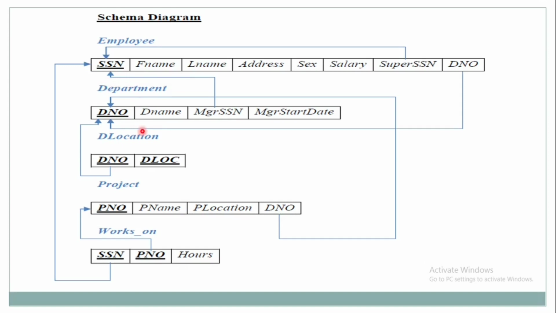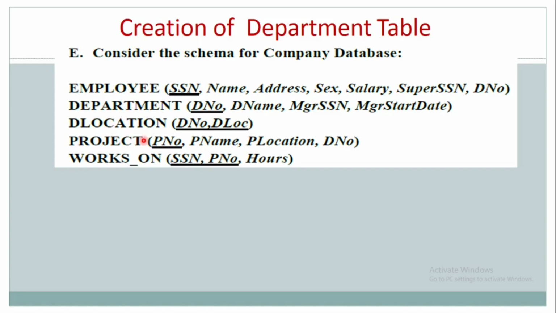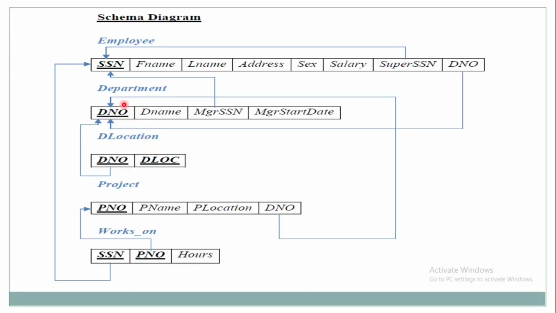Now let us create a table. To begin with, we'll be beginning with creating a department table. As you can see, the department number is a primary key, department name and manager SSN.